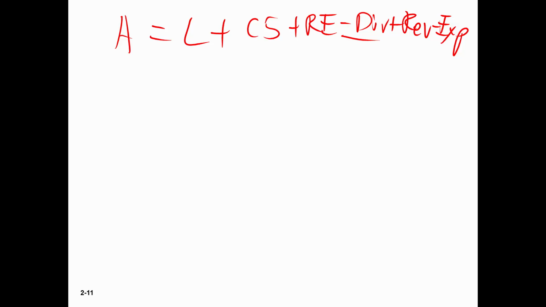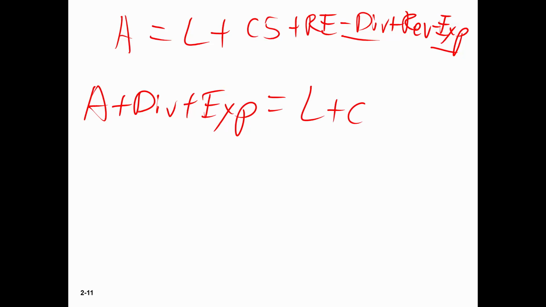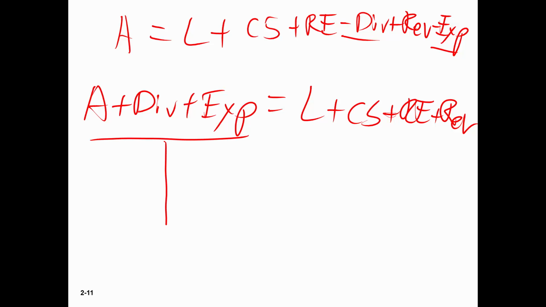Let me take these two negative items here and throw it on the left side of this equal sign. So assets plus the dividend plus the expenses are equal to the liabilities plus common stock plus retained earnings plus the revenue. Now everything's positive. There's no minuses here. Now what do these three types of accounts have in common? Here, let me show one big T account for all this. Debit is still left and credit is still right. These three types are increased with debits and reduced with credits.